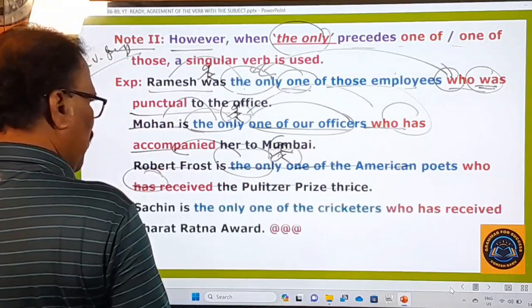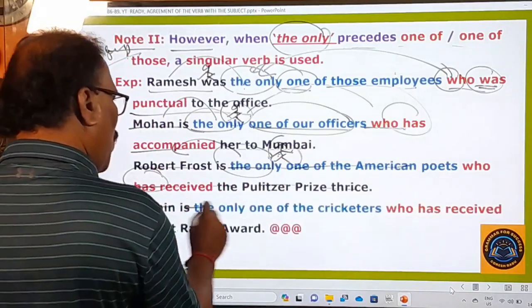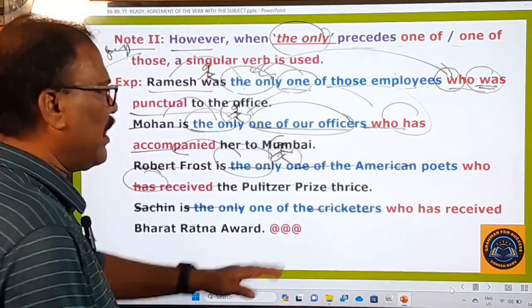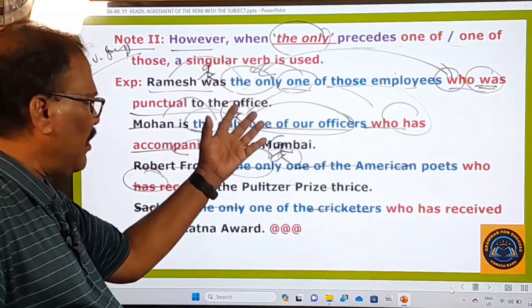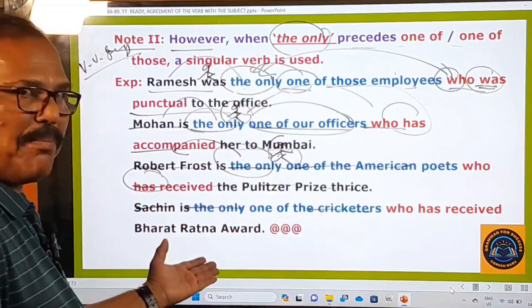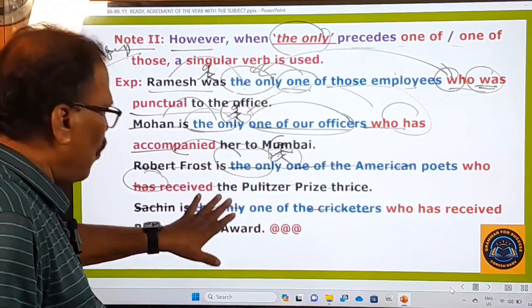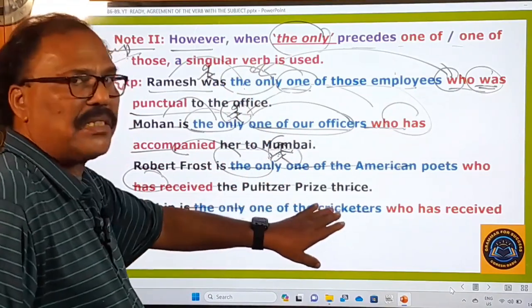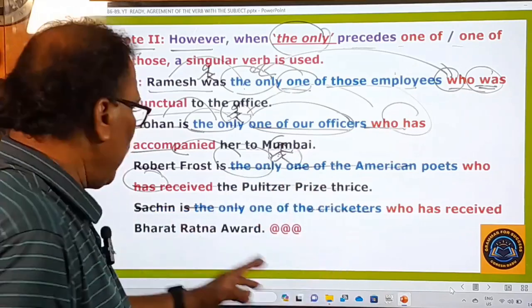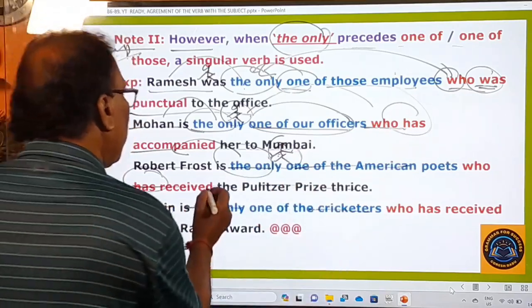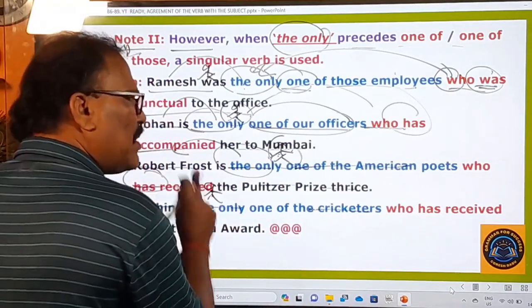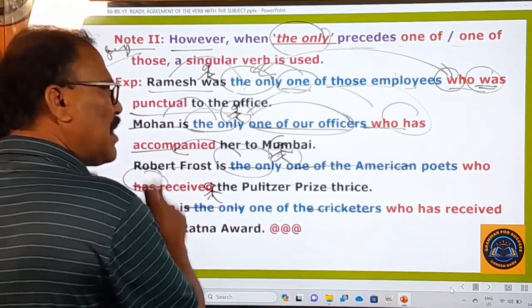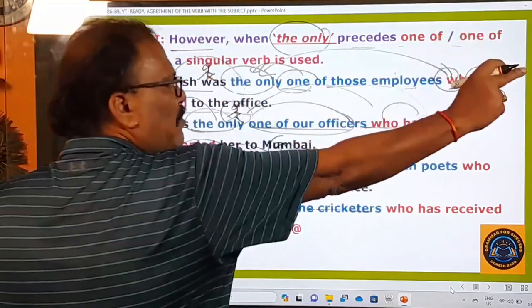One more example here I would like to give you. Sachin is the only one of the cricketers. There are many cricketers. Of course, you understand at least the point I am dealing with very clearly with this example. What is that? Sachin is the only one of the cricketers. There are many cricketers in India, and Sachin is the only one cricketer. When you say only one, that is a singular person. Singular means what is that? Singular subject. Singular subject means a singular verb must be there.